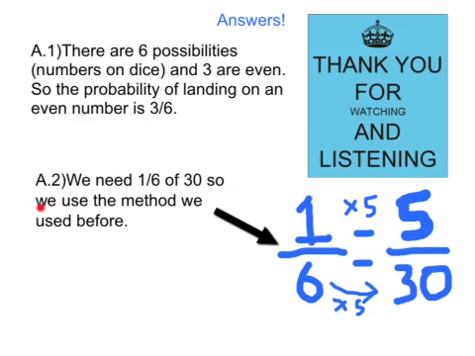For answer 2, we need 1/6 of 30, so we use the method we used before. To multiply 6 to get 30, we did 6 times 5 to get 30. And since we did 6 times 5 for 30, we also have to multiply 1 by 5 to get 5. So the new answer is 5/30.